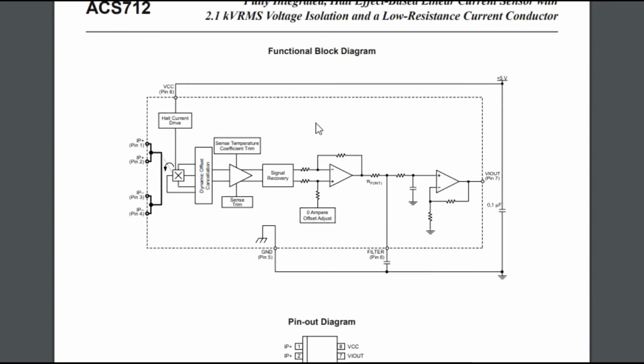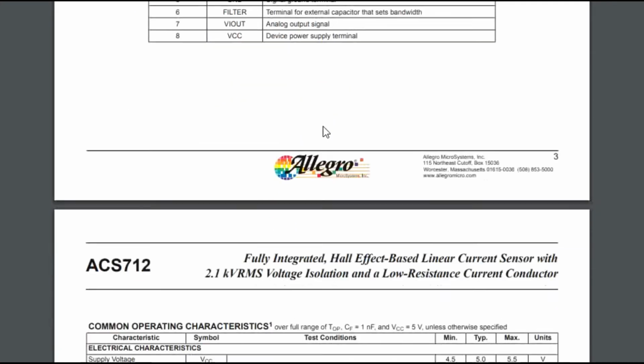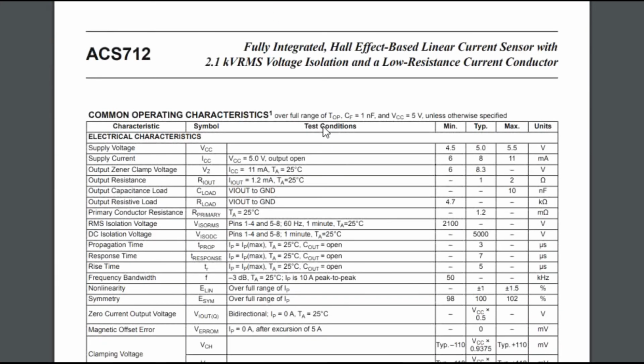This is the functional block diagram. Now I will tell you about its electrical characteristics. Its supply voltage works from 4.5 volt to 5.5 volt. Its input current ranges from 6 to 11 milliamp. Hysteresis current, as I have told you earlier.